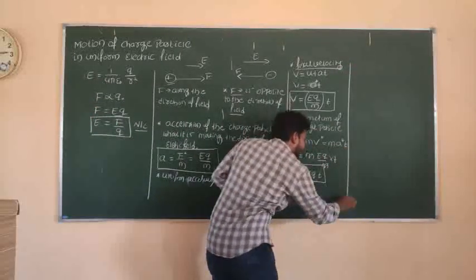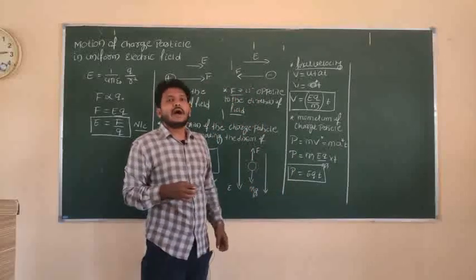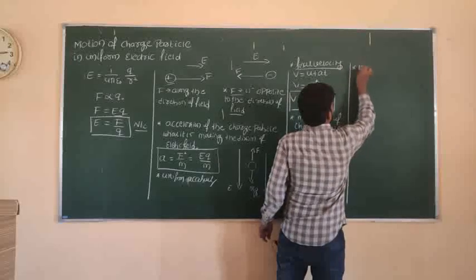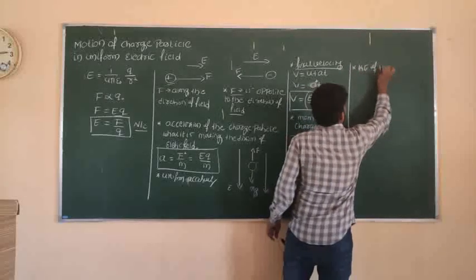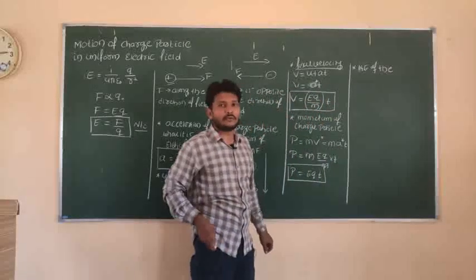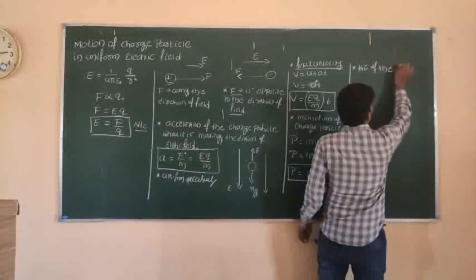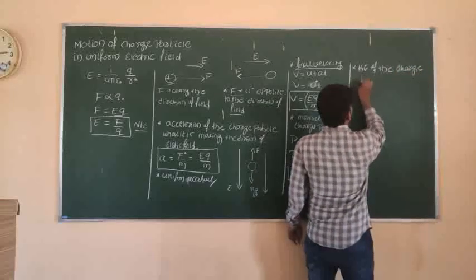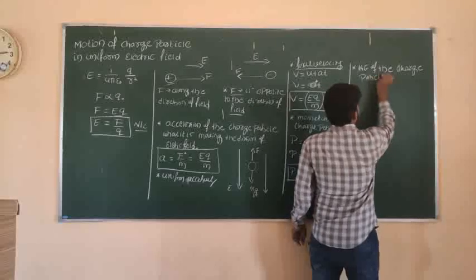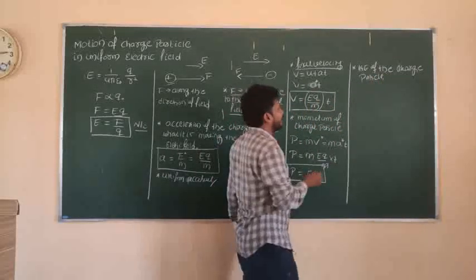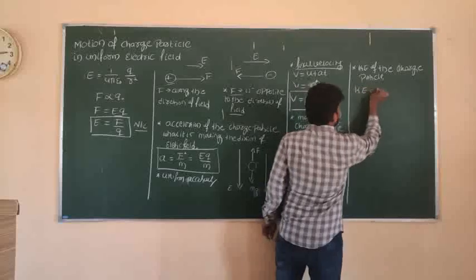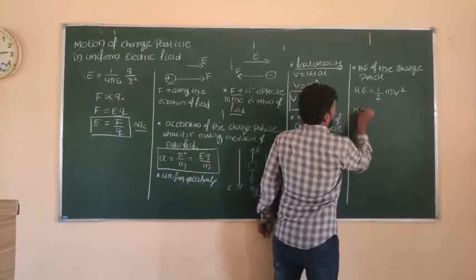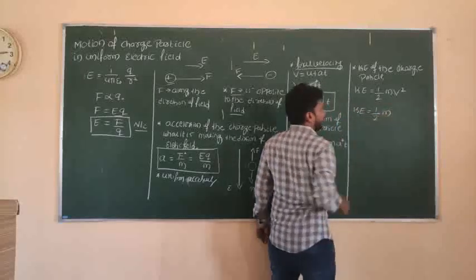Then what about the kinetic energy of that charge particle? So general formula for kinetic energy is equal to half of m into v square here. So hope you are following this. So kinetic energy of the charge particle here. So what is the generalized formula for kinetic energy? So kinetic energy is equal to half of m into v square here.